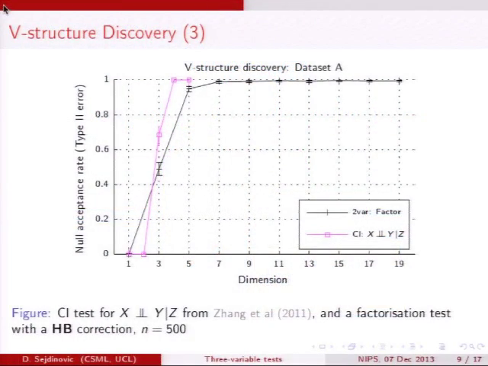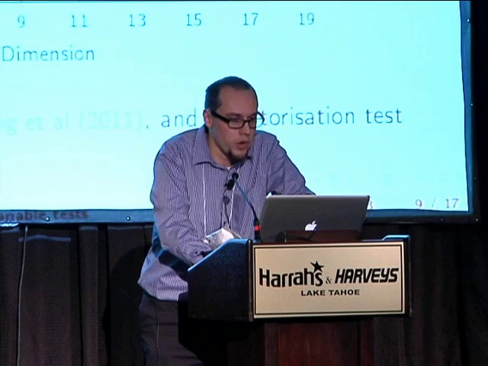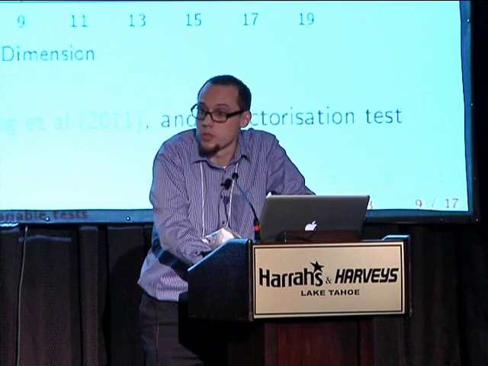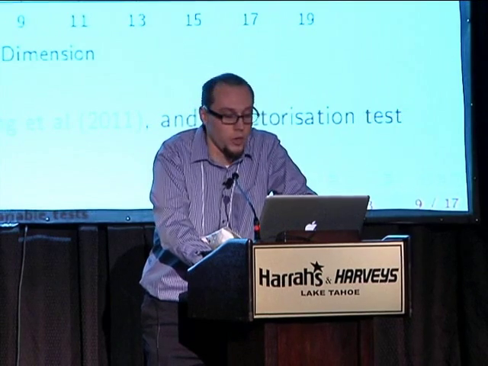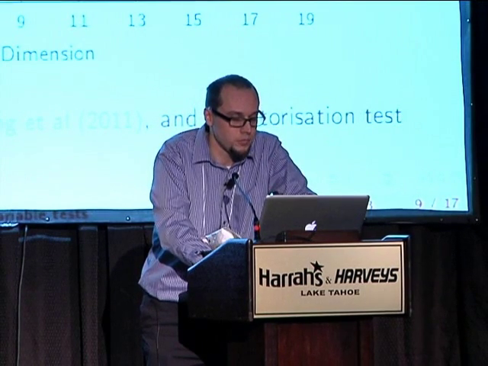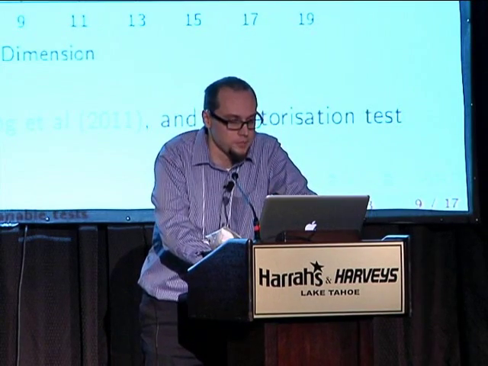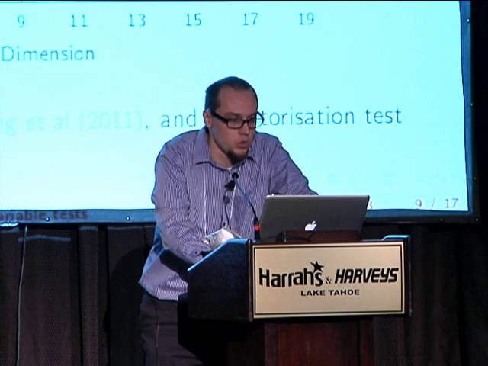So when we apply those two approaches, we get something like this. For dimensions 1 and 2, we're doing all right, but the type 2 error increases quite rapidly as the dimension increases. And that's somehow to be expected because we're dealing with quite a difficult problem. This is with 500 samples and with median bandwidth Gaussian kernels. So can we do better?